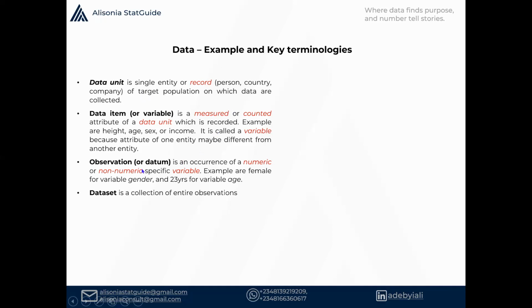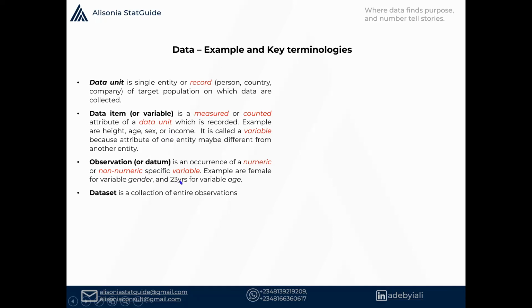Now when you talk about observation or datum, that is just the singular of data. It's an occurrence of a numeric or non-numeric specific variable. We talked about this yesterday. Numeric or non-numeric specific variable, that is a specific data item. In this sense, an example is female for the variable gender. Female is a non-numeric observation for the variable gender.